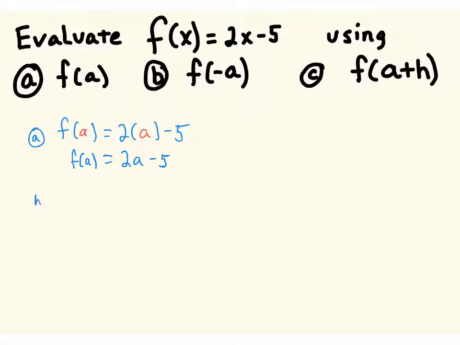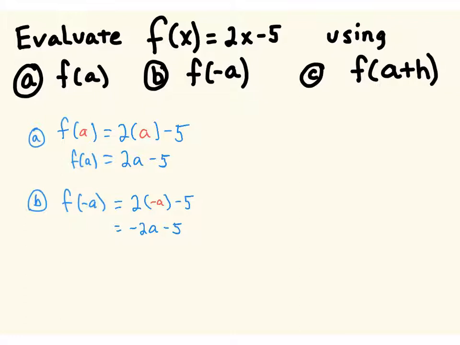Now, let's suppose we have the function evaluated at negative a. So, in this case, we have 2, and have parentheses where the variable was, and inside of there we're going to substitute negative a. So as we simplify this, we have a 2 times an understood negative 1, so this would make this negative 2a minus 5.